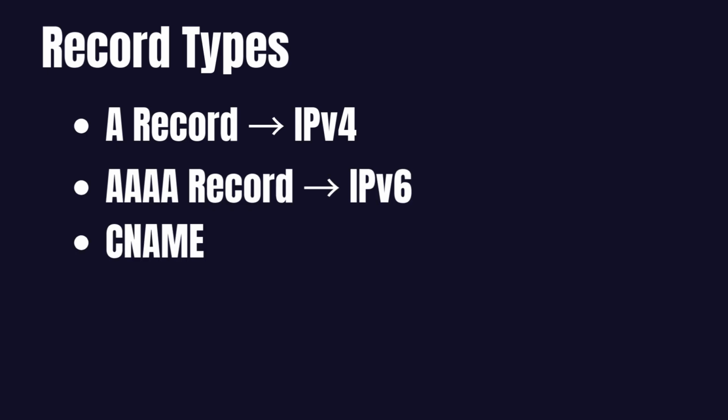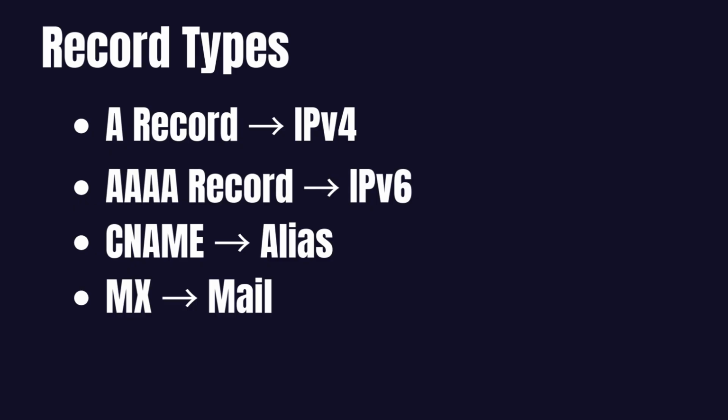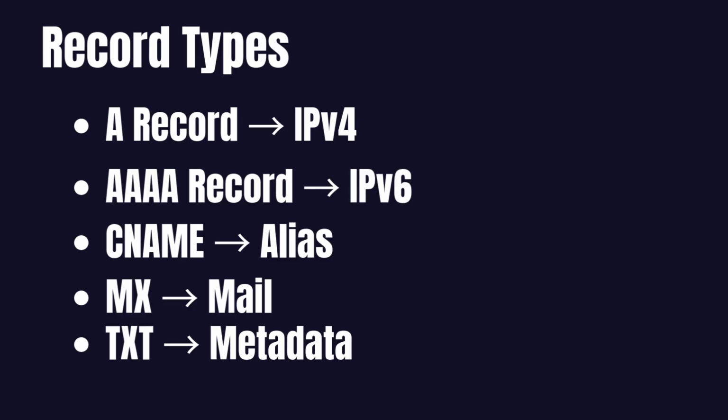A CNAME record points one domain to another domain. An MX record controls where emails are delivered. A TXT record stores extra information, often used for verification and security.